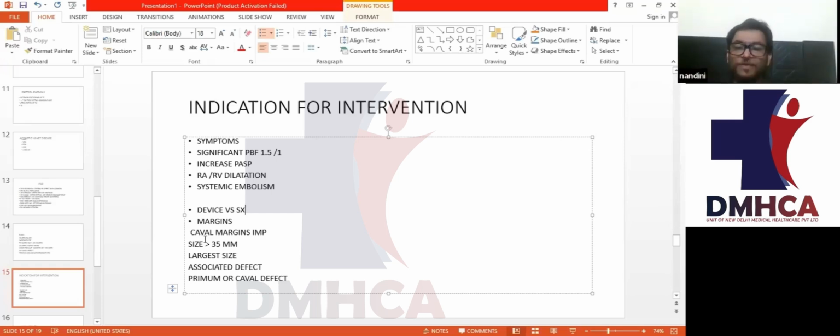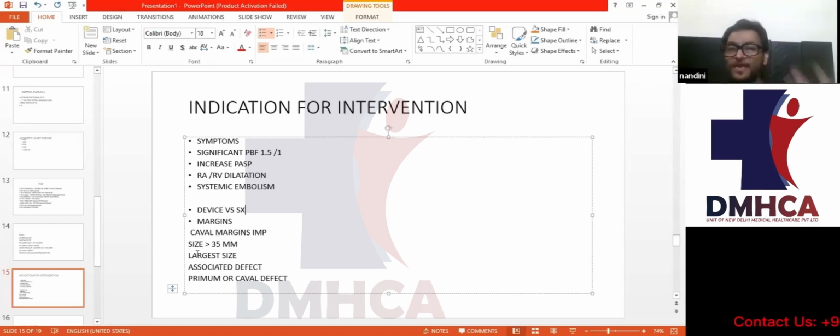You open it like an umbrella and fit it into the defect, and it closes the defect. So when there are good margins present, which can be assessed by the echocardiogram, there are a few margins. There are aortic margins, there are IVC margins, there are SVC margins. Out of these margins, especially the SVC margins and IVC margins are the important ones. Aortic margins are not that important.